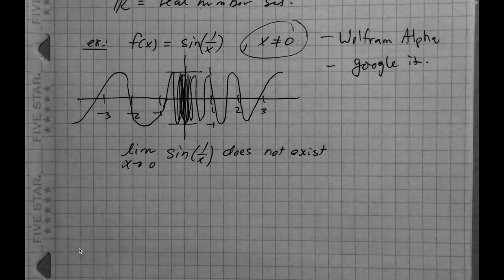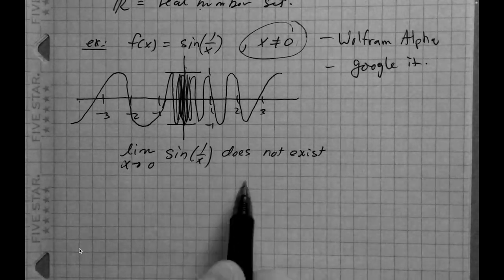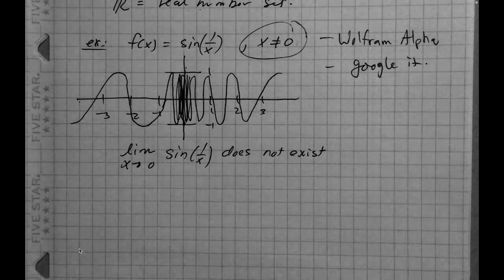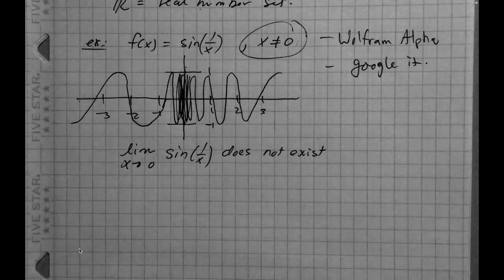So what ends up happening is that it causes the function to oscillate between two fixed values, and consequently, from the left and the right, you get no agreement on this. So for that reason, we say that the function doesn't have a limit at x equals 0.